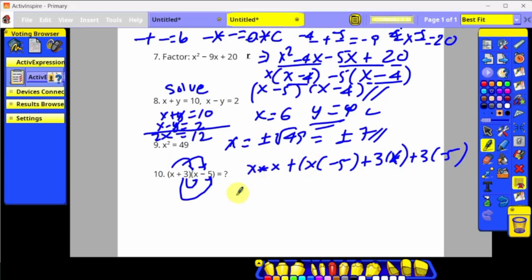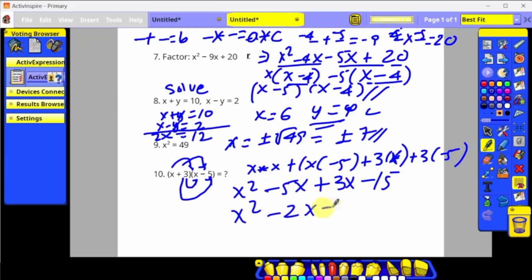X times x is x squared, minus 5x, plus 3x, minus 15. So x squared minus 5x plus 3x is minus 2x, minus 15. So when you multiply these two, this should be the quadratic expression that comes.